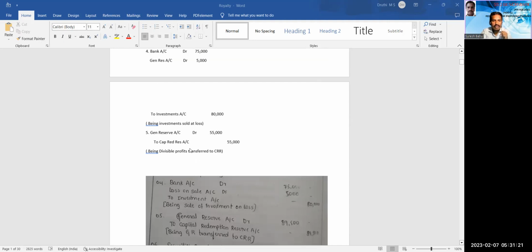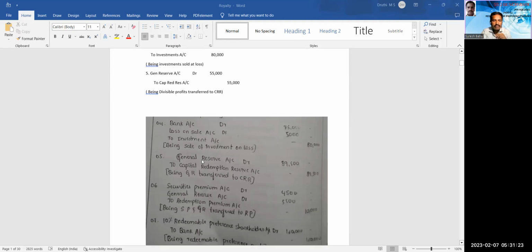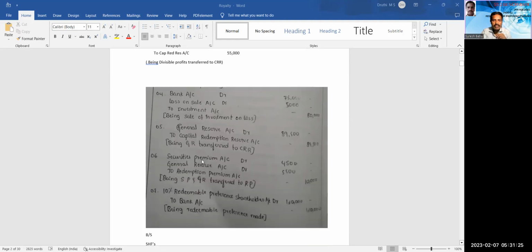So, fifth one, correct? Now sixth one is correct. Okay, sixth one, you should be looking here. I have not written it. Sixth one is right. Fourth and fifth, I have altered, right? Fourth and fifth, don't copy these two, but this one you can copy, sixth one. Securities premium account debit 4,500. General reserve account debit 5,500.